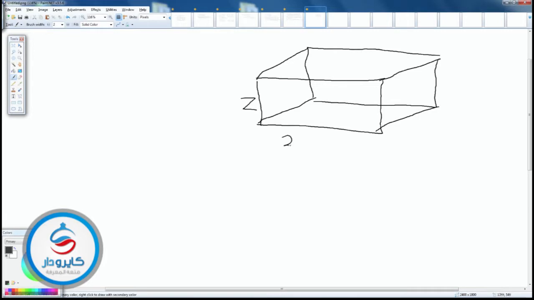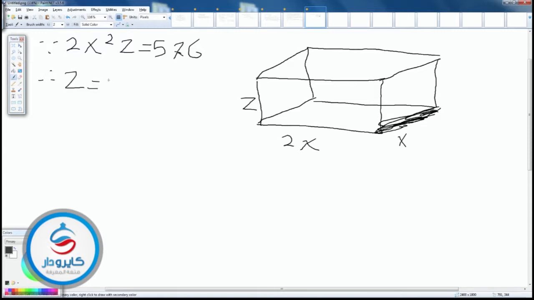Z, 2X, and X. Since 2X about 2, Z equals 576. Therefore, Z equals 288 over X squared.